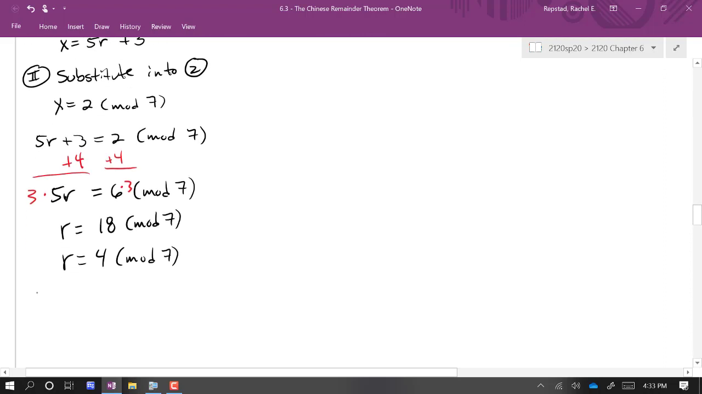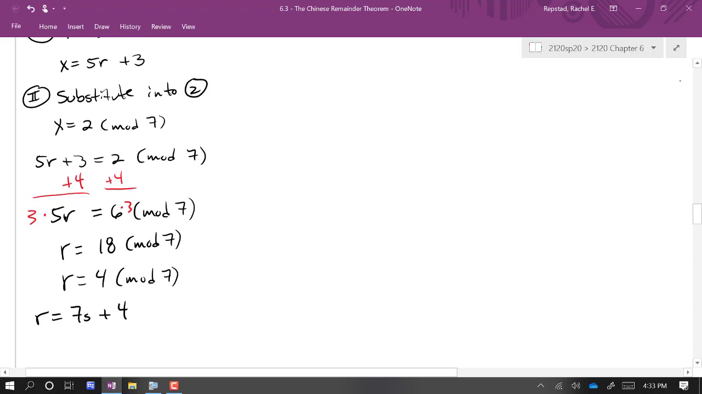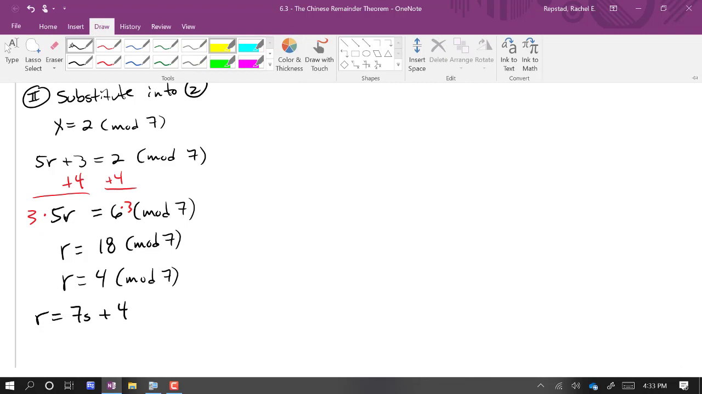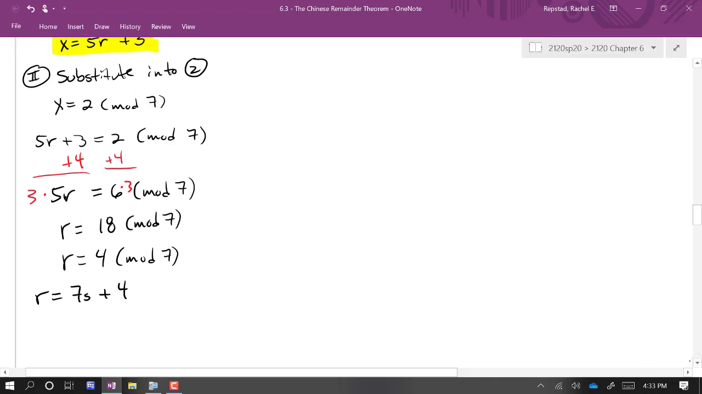Now if it's 4 mod 7, that means it is 4 more than a multiple of 7. So r is 7s plus 4. And then I'm going to take this expression and plug it into the equation up here from step 1. So that's what we're going to do next.